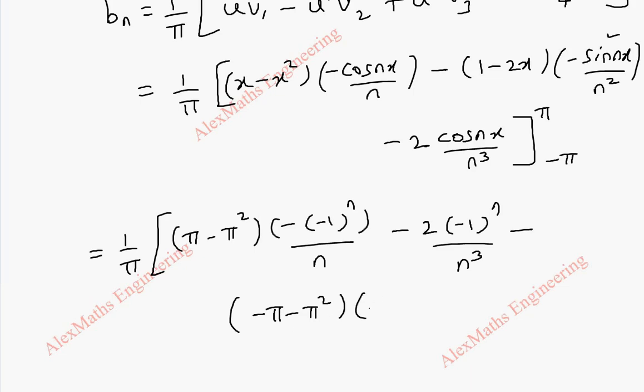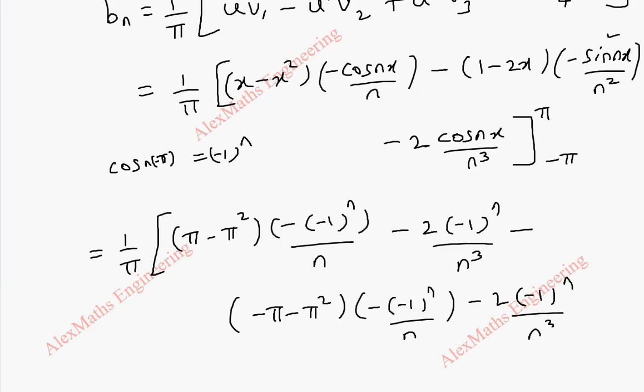And similarly, this is cos n into minus pi, but cos of n into minus pi is also cos n pi, so this is also minus 1 whole power n by n. The second term is 0, and the last term is minus 2 into minus 1 whole power n by n cube.